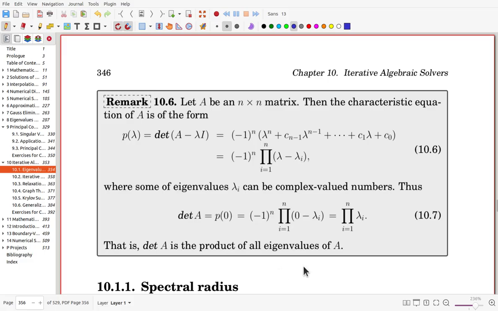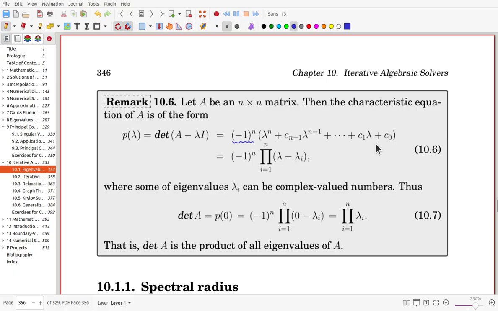Okay, we have a remark. A is a square matrix. Then the characteristic equation of the matrix is of the form P(λ) = det(A − λI). That is (−1)^n, because here we have minus lambda. So if n is even, then you start with λ^n, but if it is odd, then −λ^n. So we can write it in this way. And except for that factor, these are the characteristic equation.